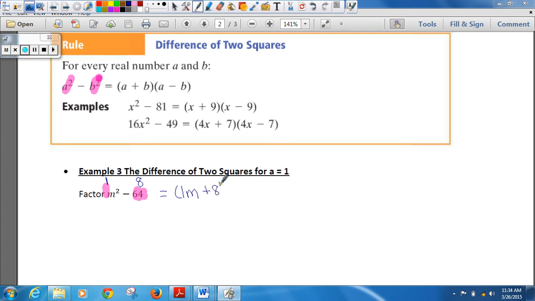1m plus 8 and 1m minus 8. Because the signs are going to be different because your c is negative here.